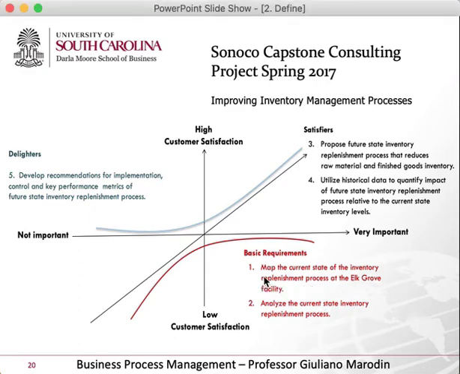In this case, map the current state inventory replenishment process and analyze current state of replenishment process were basic requirements. Propose future state, use the historical data to quantify that inventory replenishment system were satisfiers, and the delighter was to develop recommendations on how to control and use key performance metrics for the future state, right? So it basically took the deliverables and divided them into those three classifications.